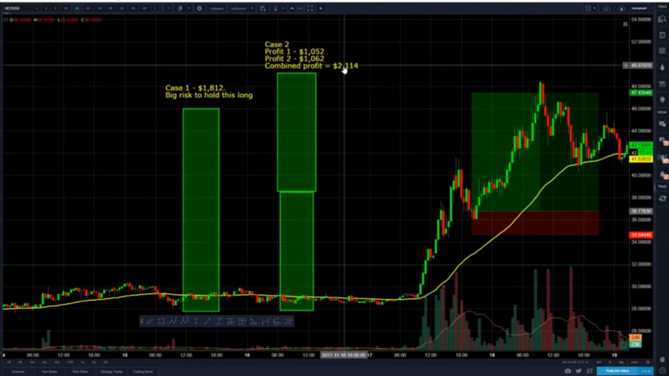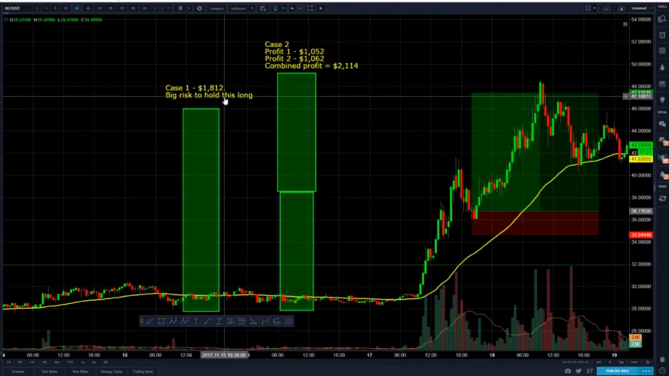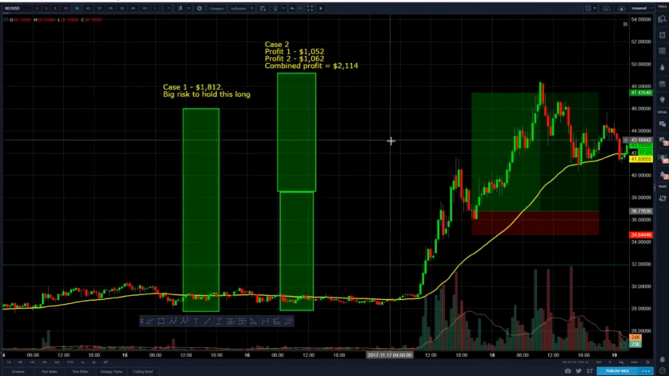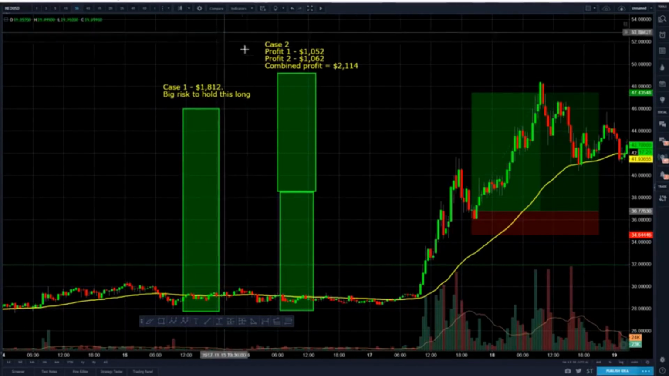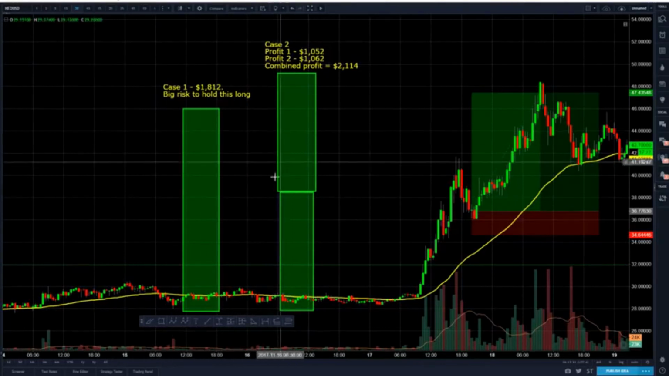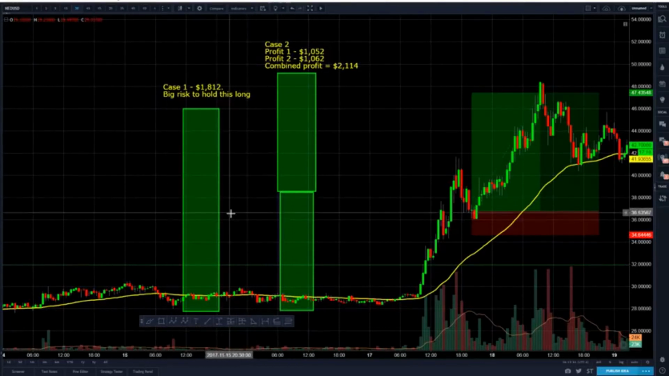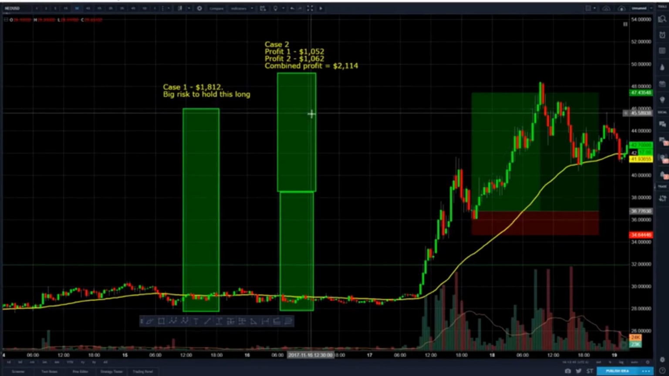We're talking about $2,114 profit versus a $1,812 profit, right? So which case is better, guys? Riding one gigantic long wave, okay? One gigantic long wave with more risk and more exposure in the market and actually less profit, or quote unquote hedging, right? You can hedge, you can take some off the top, you can insure it, you can reduce your risk, whatever you want to call it.